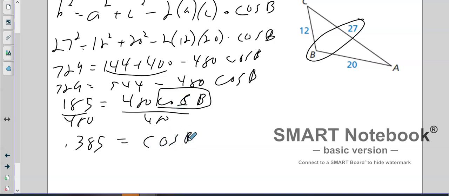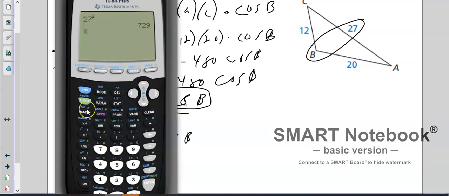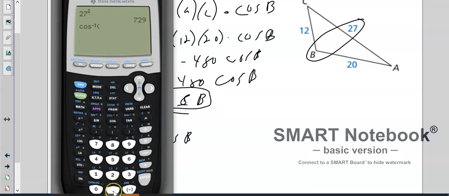And then to find the angle, again, I hit second cosine. Anytime you're trying to find an angle, you hit second cosine of 0.385.